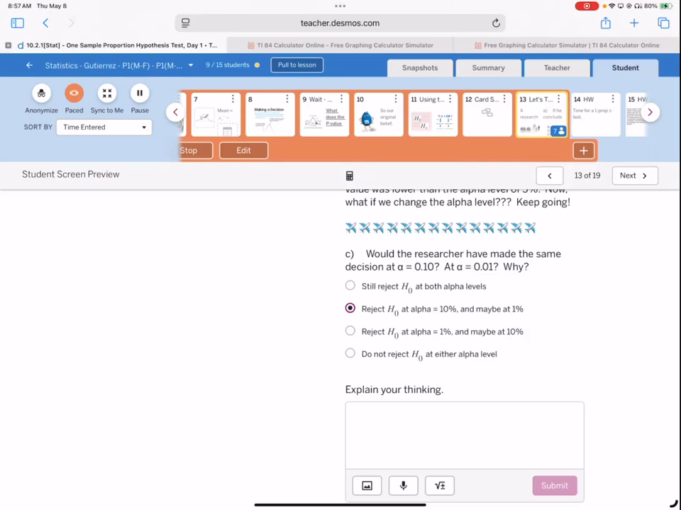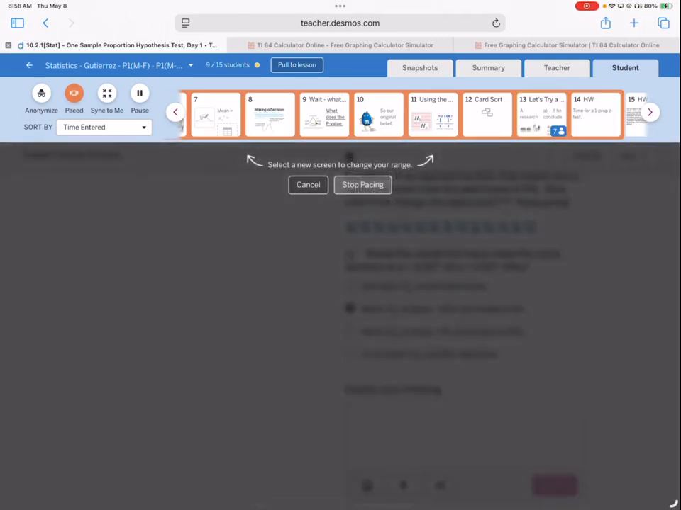I wanted to delete this. This last one is nothing you're going to be tested on. Don't worry about the last one. I meant to delete that one. All right, and with that, the rest of it is your homework.